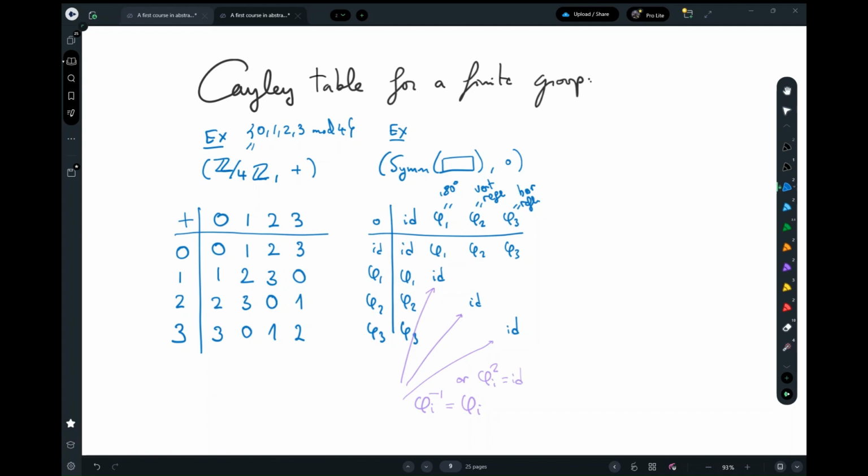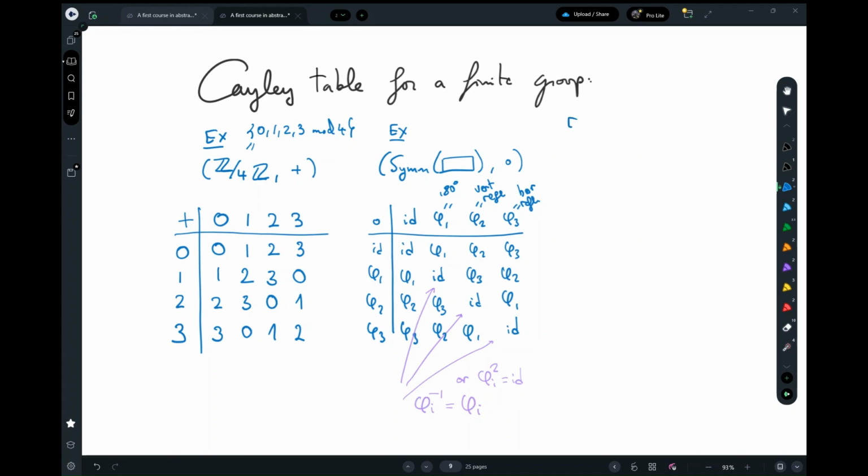Okay, so what else can I do here? Phi 1 composed with phi 2, I get phi 3. And the same, if I do phi 2 composed with phi 1, I also get phi 3. And I get phi 2 here, phi 1, phi 2, and phi 1. And that is the entire table of what happens under composition for the symmetries of this rectangle.